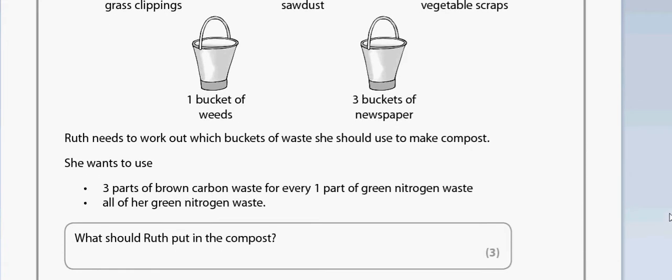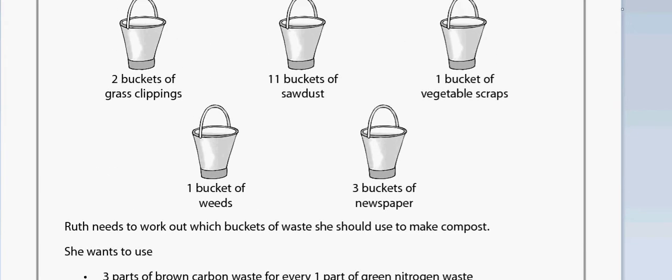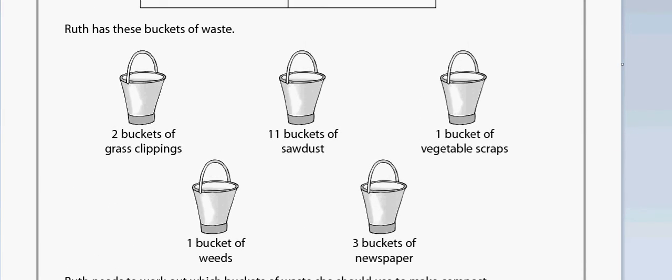Now she needs to work out which buckets of waste she should use to make compost. Now she wants to use 3 parts of brown carbon waste for every 1 part of green nitrogen waste. So this is a ratio question. But she wants to use all of her green nitrogen waste. So the ratio is 3 to 1, but she wants to use all her green nitrogen waste. So we need to differentiate between brown and green.